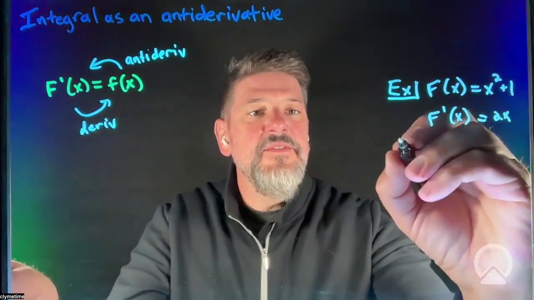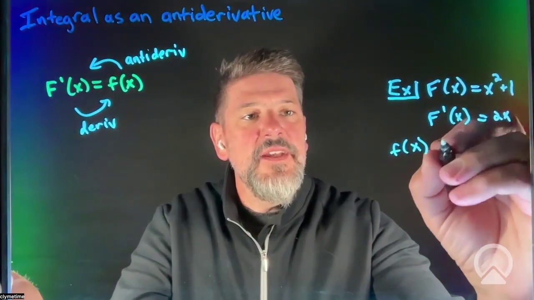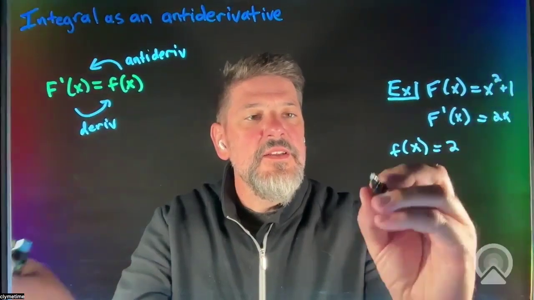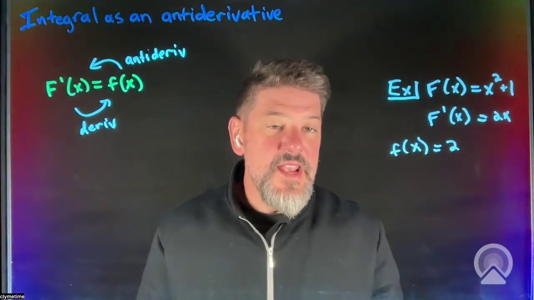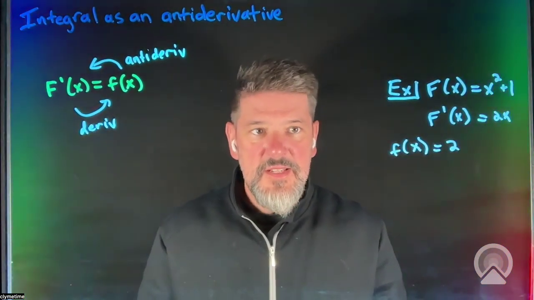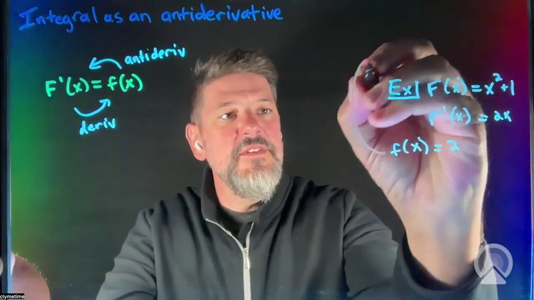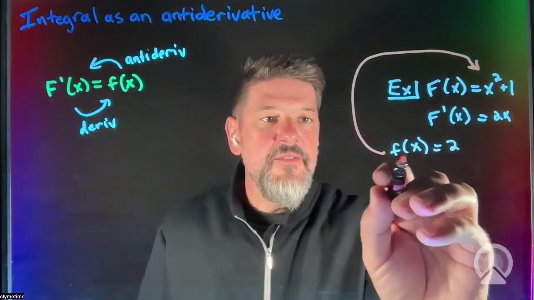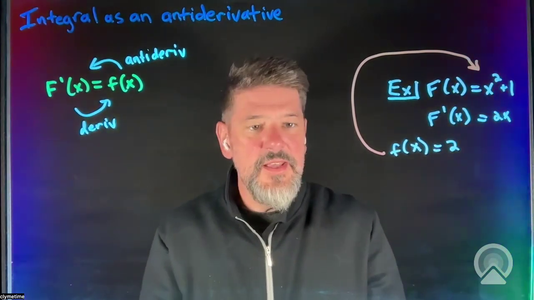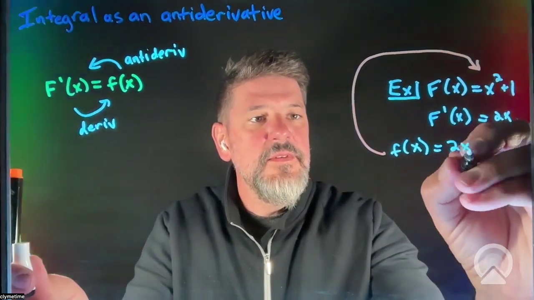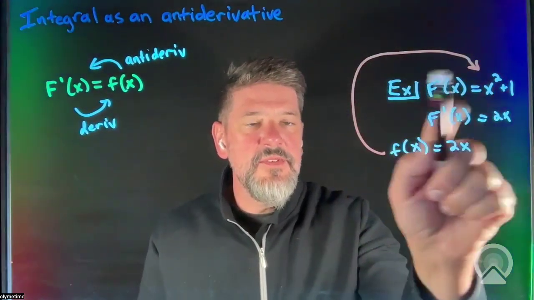So little f of x, which is equal to F prime of x, is going to equal 2x. Little f of x is the derivative of capital F of x. But that means the antiderivative of little f of x is going to be capital F. So if I want to take the antiderivative of f of x, which is 2x, how do I get from little f to capital F? How do I do an antiderivative?